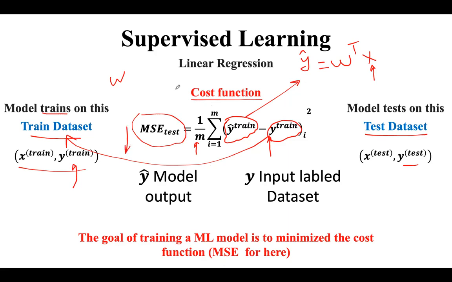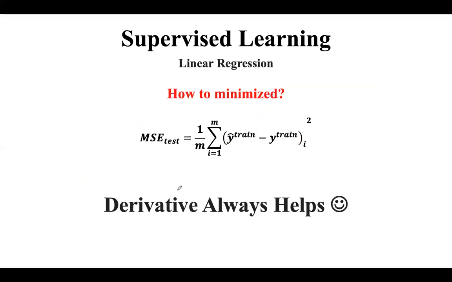For doing this, there are some methods. As you know, how can we minimize the mean square error? Derivative always helps. If you remember, in high school, we always took the derivative of a function and it gives us the minimum of a function. I mean, it gives us the minimum and the maximum, but now we are going to focus on just the minimum. So we need to do a lot of derivatives.